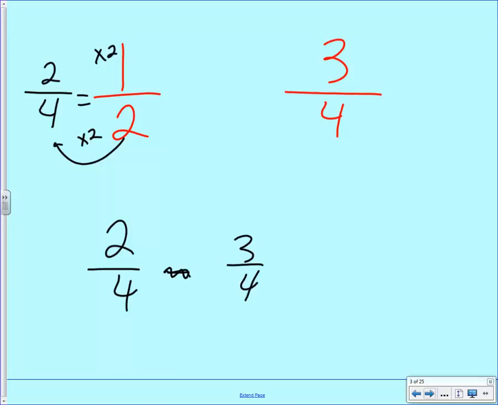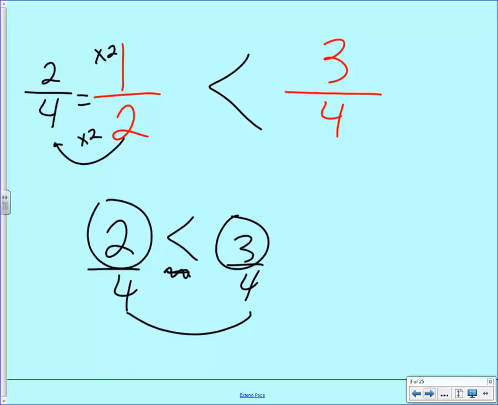And so now the 4's match on the bottom, so I'm just comparing 2 and 3, and which one is bigger? The 3, and so we would put this symbol in here.